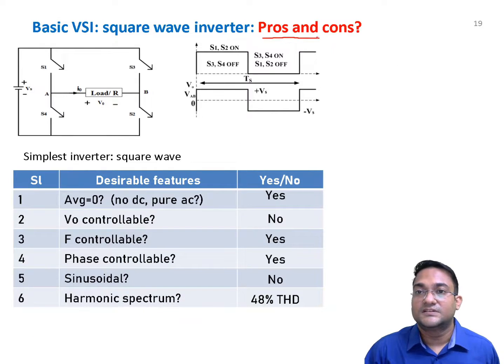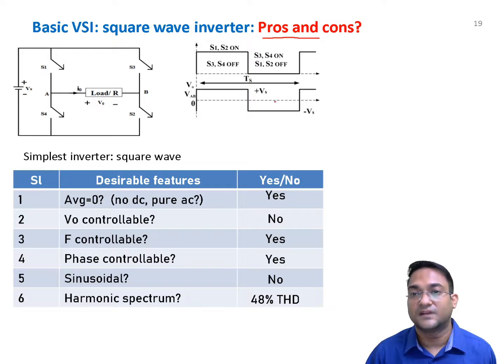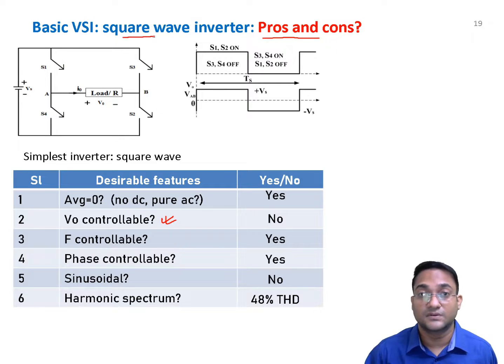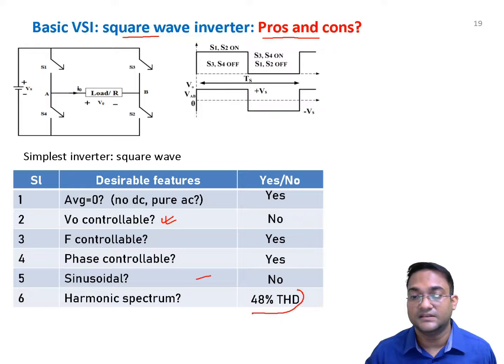This is the last part of this lecture. What are the advantages and disadvantages of the voltage source inverter? As you understood, the voltage source inverter is very easy to implement. You turn on for half the time, you turn off for half the time. It is very easy to control and very simple. So that is the main advantage of this kind of converter, but it has several drawbacks. As you understood, the output voltage is not controllable for a pure square wave inverter. Then it is not at all sinusoidal. It has quite high THD.